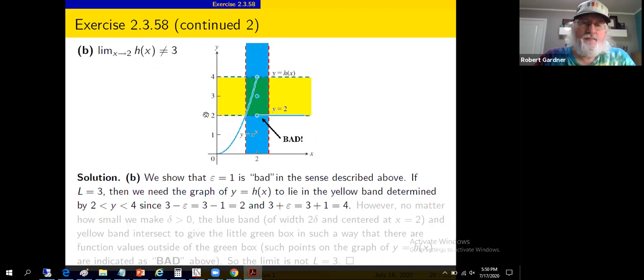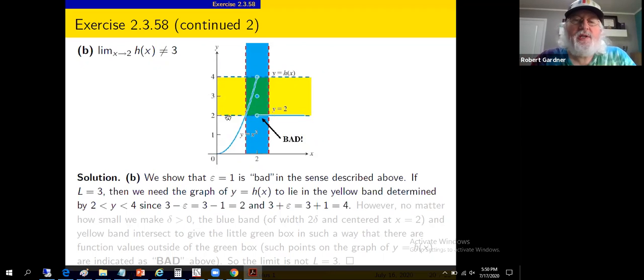Remember, in the yellow band, we have y coordinates that are strictly greater than 2 and strictly less than 4. That's the reason we've got dotted lines drawn up there. And along here, we've got y equals 2. They're not big enough to be inside the yellow band. They're on the yellow band's boundary, but they're not in the yellow band itself, and that's bad.